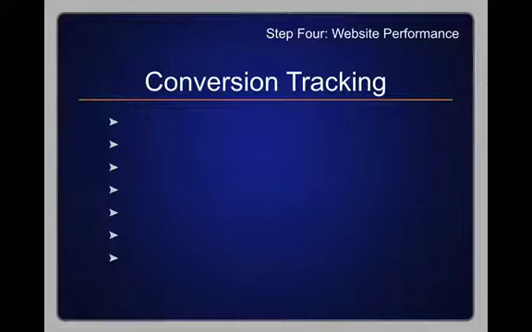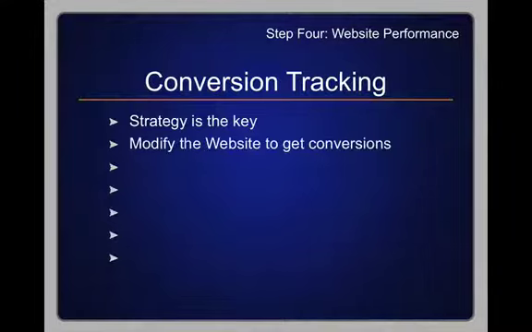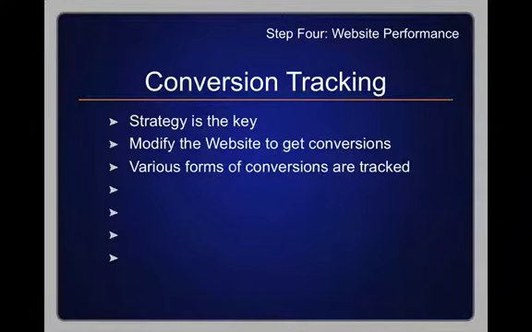Many websites are still online brochures that really don't track conversions or really don't even have a strategy for creating conversions on their site. And in fact, it all begins with strategy. Strategy is the key to the conversion. And the strategy really needs to be around what is it that your users want to do on your site, and what is it that you want them to do on the site. And that leads to some type of conversion. You've got to constantly be modifying your website to get conversions, and then your tracking and your stats analysis help you determine that. Now there's various forms of conversions, and I'll go over a few of them in this slide.